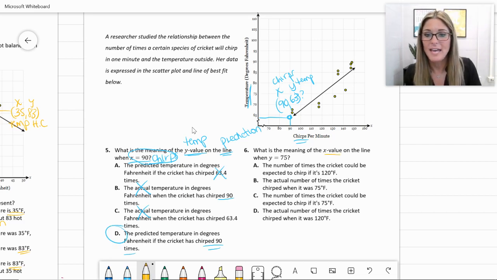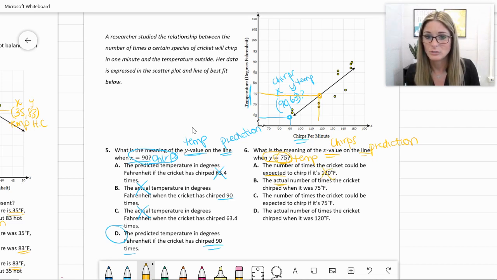C, what's the meaning of the x value on the line when y is 75? X is chirps. Y is the temperature. So what is the meaning of the x value when y is 75? Let's see where 75 is. And we are on the line again. So we're looking at predictions, what we might expect to happen. A, the number of times the cricket could be expected to chirp if it's 120 degrees. That's okay, prediction, expected. No, we said 75 was the temperature.